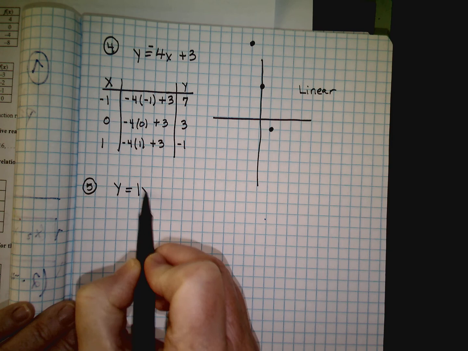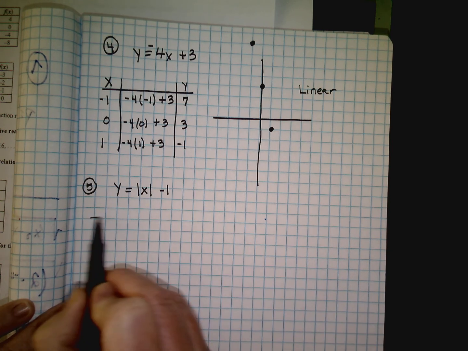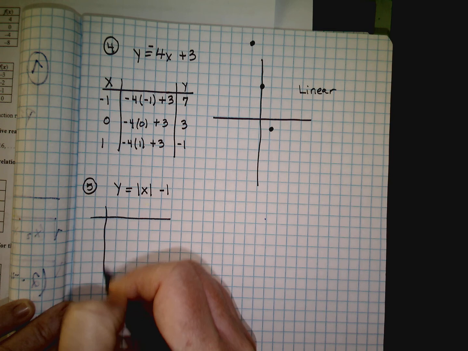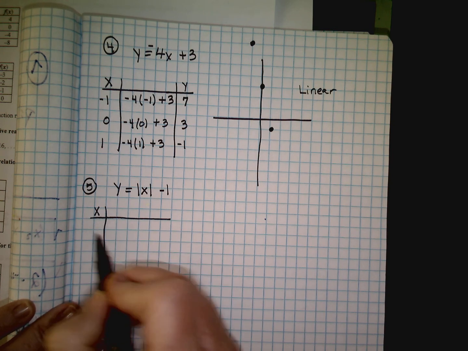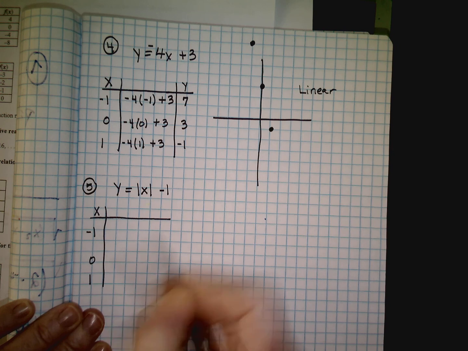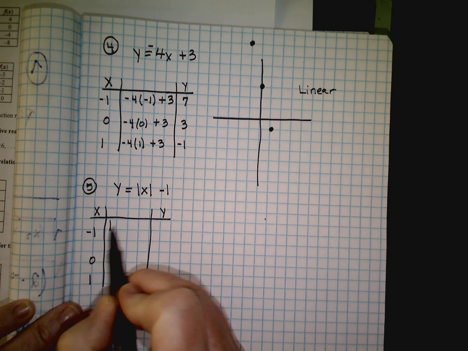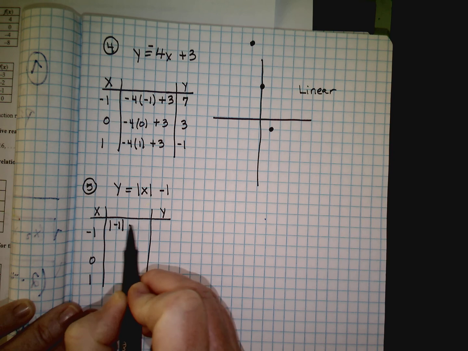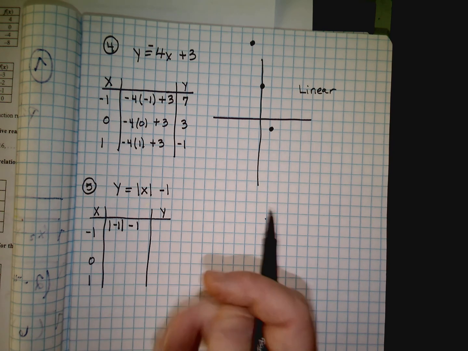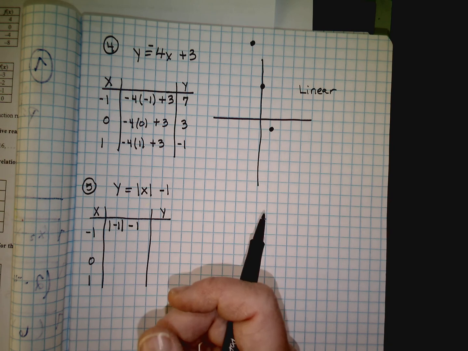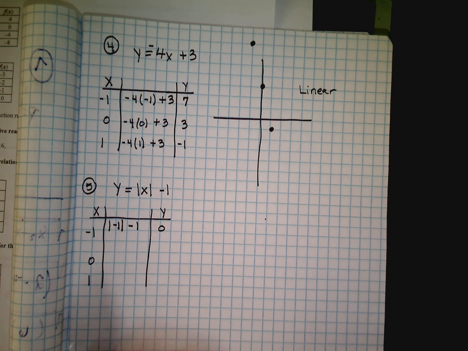Okay. Question 5 says, y equals absolute value of x minus 1. You're making a table and a graph in this one too. You get to pick. I'm going to choose the same ones I chose that time. So I'm going to have the absolute value of -1 minus 1. Absolute value of -1 is 1. Remember, absolute value produces a positive answer every time. So it's 1 minus 1 is 0.